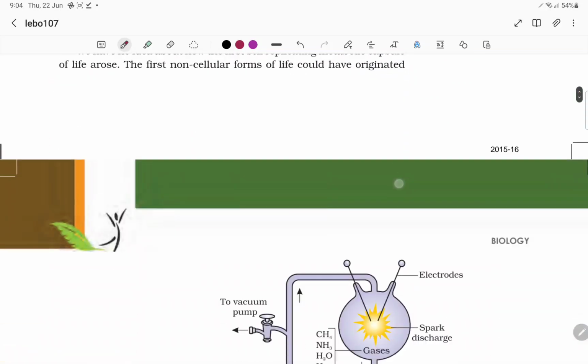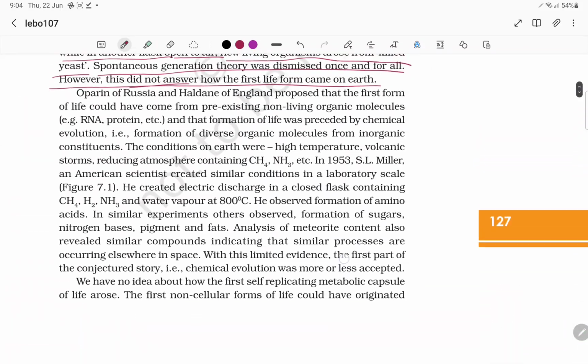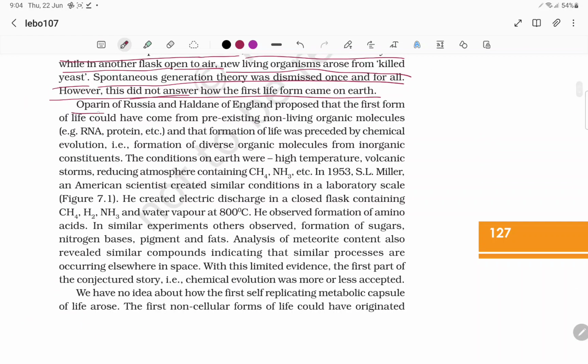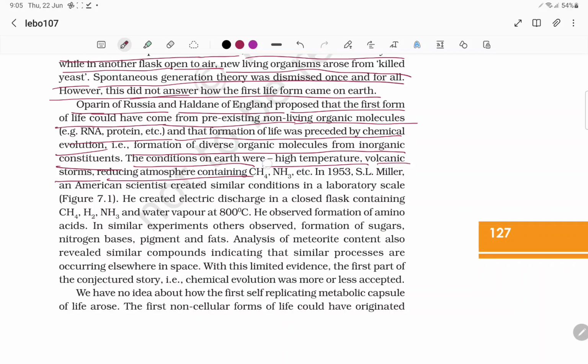So next, they conducted an experiment. Oparin of Russia and Haldane of England proposed that the first forms of life could have come from pre-existing non-living organic molecules such as RNA and protein, and that the formation of life was preceded by chemical evolution. So, formation of diverse organic molecules from inorganic constituents. The condition on Earth was high temperature, volcanic storms, a reducing atmosphere containing methane, ammonia, etc.